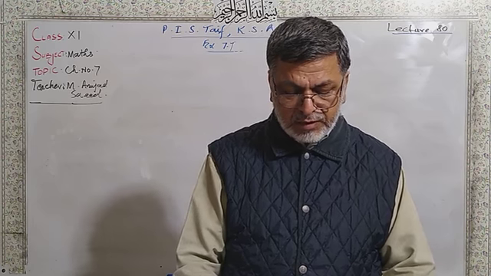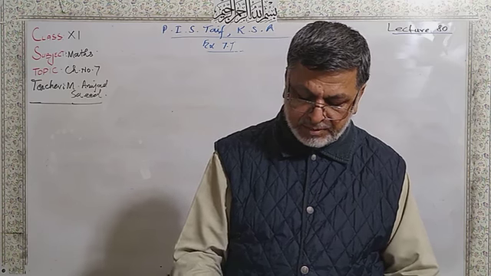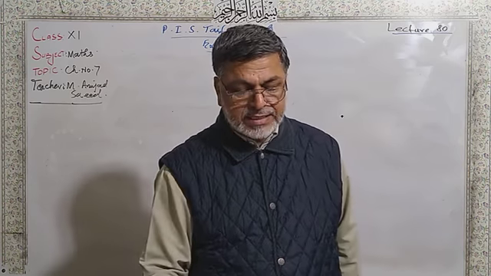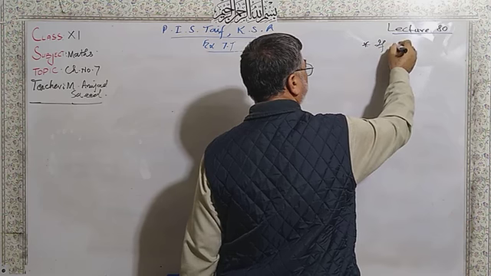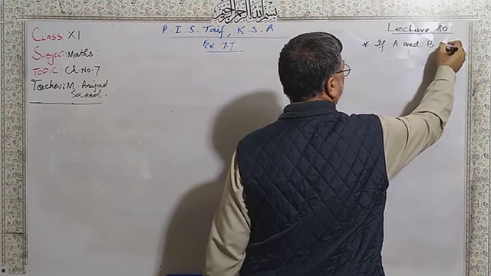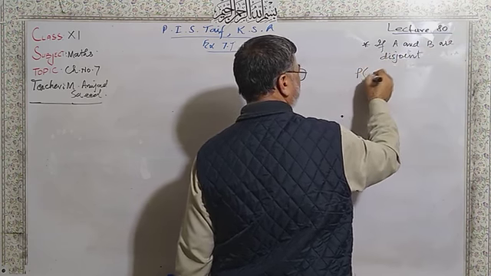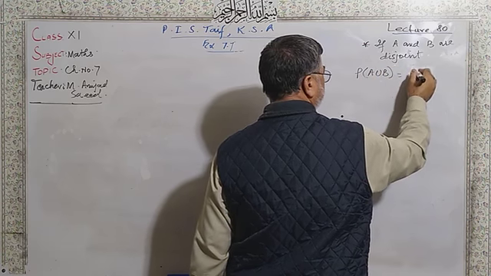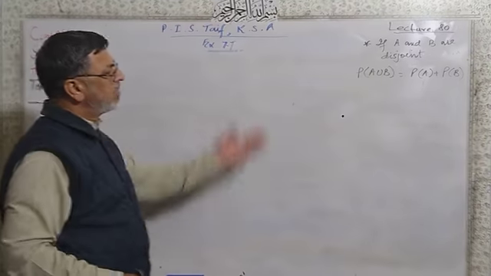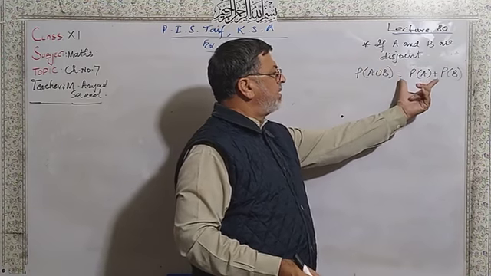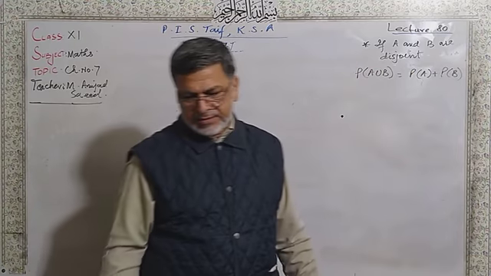Dear students, first of all, I want to tell you about the formula for the probability of union and intersection. First possibility is, if A and B are disjoint, entirely different, then probability of A union B is equal to probability of A plus probability of B. If A and B are disjoint, you will find the probability of A and B separately, and then add, you will get your answer.